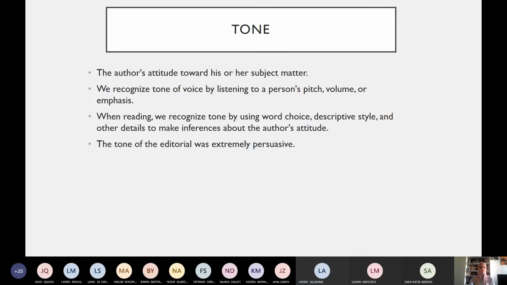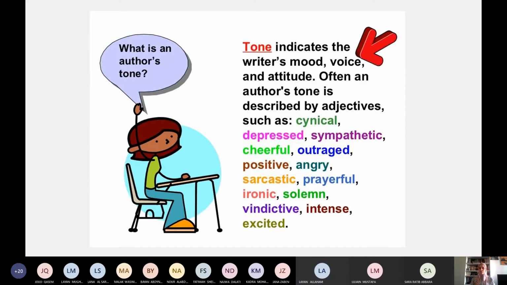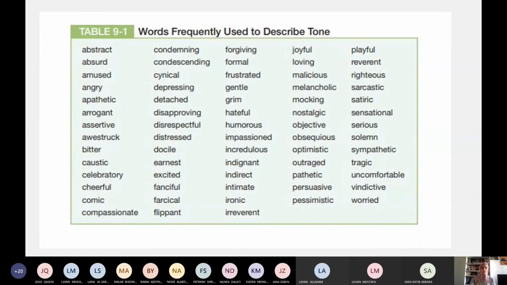So this is the tone. What is an author's tone? It indicates the writer's mood, voice, and attitude. Often an author's tone is described by adjectives. So we say it is cynical. Cynical is when you doubt. Depressed, sympathetic, cheerful, outraged, positive, angry, sarcastic, prayerful, ironic, solemn, vindictive, intense, excited. Okay. Here are some more words you can use to modify or describe a tone: assertive, indirect, pathetic, tragic.